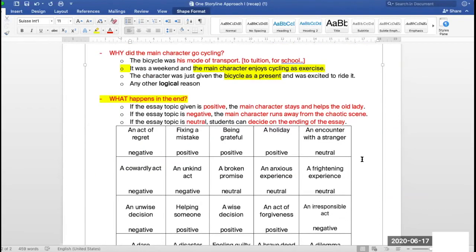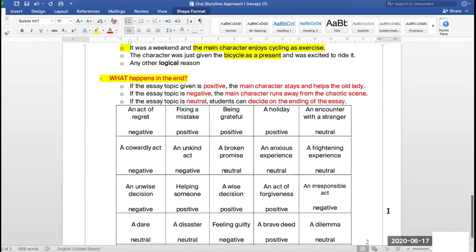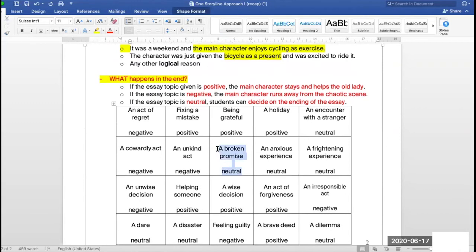So I'm just going to talk about 3 of these topics. I'm not going to go through all. You already have it on the worksheet. You will be able to identify all of them. So I'm just going to pick out 3 that I want to talk about. So number 1, I would like to talk about this one regarding a broken promise.